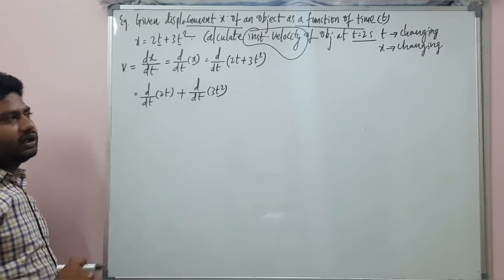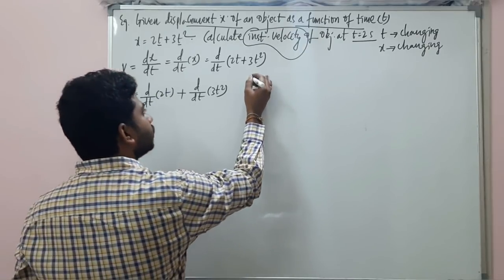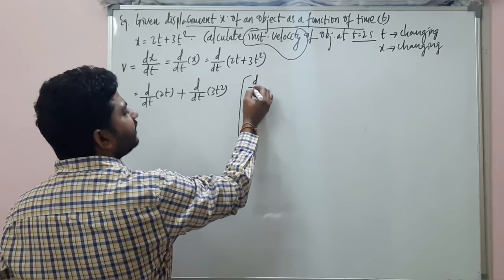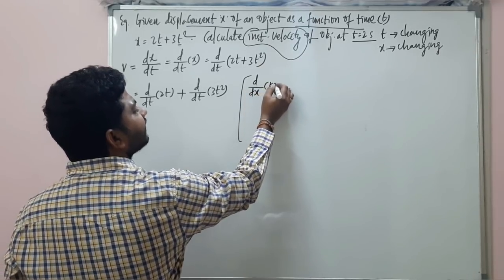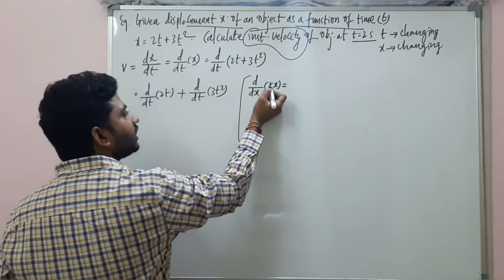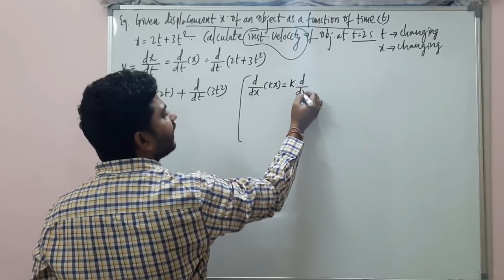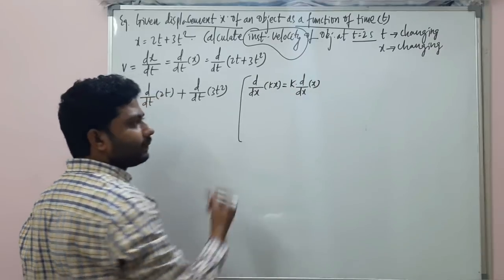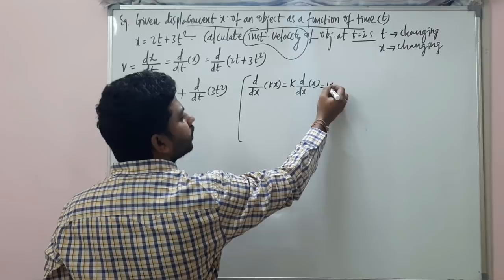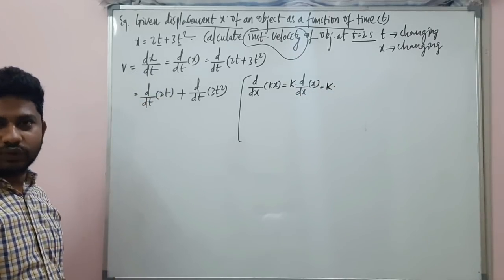So here two formulas are involved. Those two formulas I will also mention for you. For your better understanding, d by dx of kx, where k is a constant, will come outside: k into d by dx of x. D by dx of x will be 1, so that is k into 1, which is k. D by dx of x is 1.